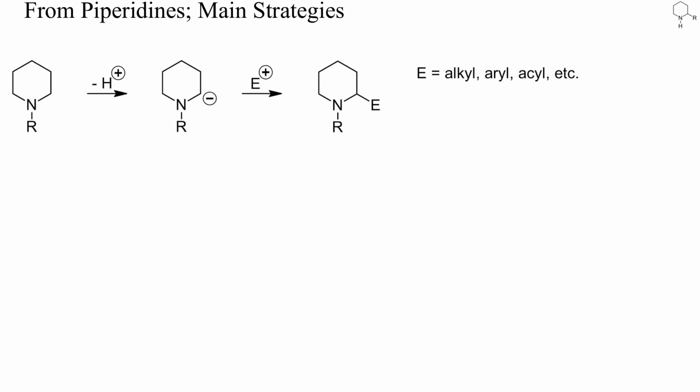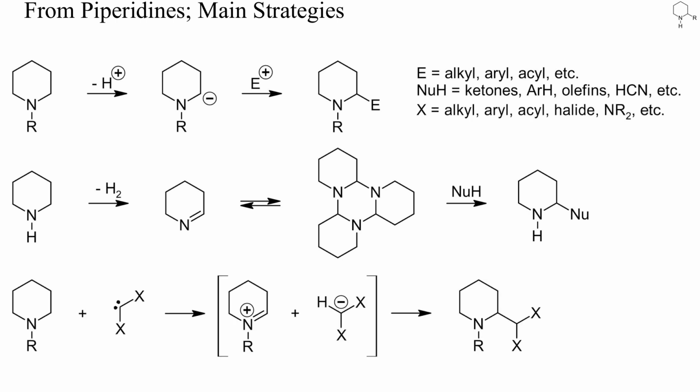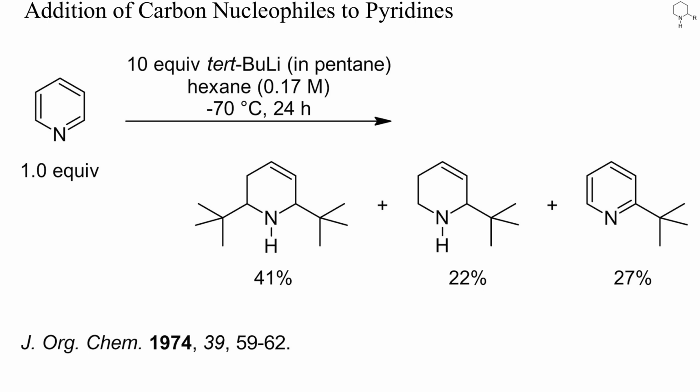More difficult is the metallation of piperidines at position 2 by strong bases, followed by treatment with carbon electrophiles. Oxidation of piperidine yields an imine, which can be converted into substituted piperidines by treatment with carbon nucleophiles. Even carbenes have been used to alkylate piperidines at position 2. Such reactions often proceed by hydride abstraction, as sketched here. Let's check some specific examples of these strategies.